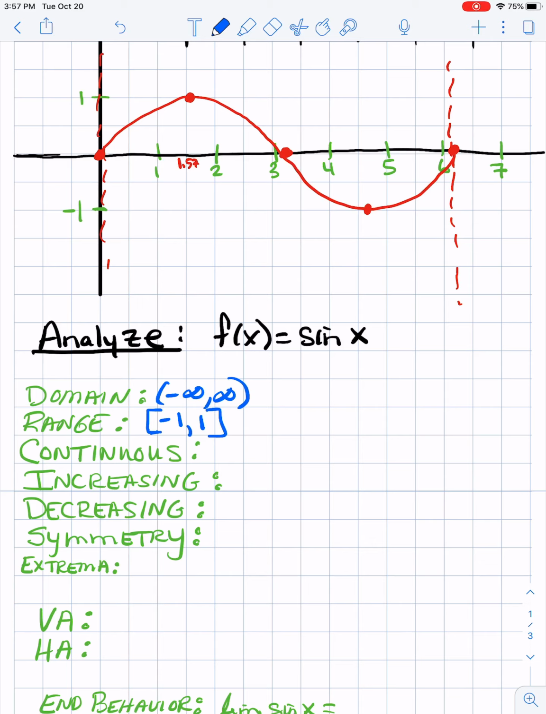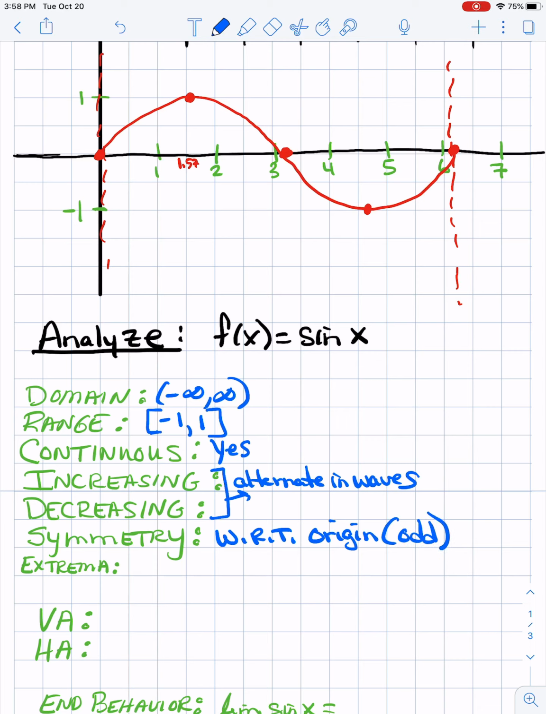Is the sine curve continuous? Yes, it is. Is the sine increasing or decreasing? I'm just going to say it alternates in waves, because we go back and forth alternating. Is it symmetric? We're going to say yes. With respect to this time, it would be the origin. And the sine is going to be known as an odd function. If you remember, we've talked about those.